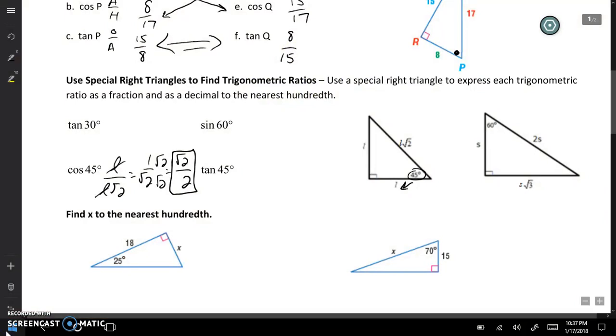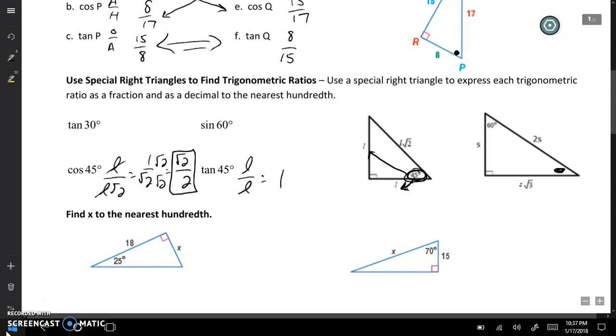Okay, and you're going to use that in Algebra 2. You're going to have to know all those things. Okay, tangent of 45, going from here. Remember, it's opposite over adjacent. So that's leg over leg, which is just 1. That's it.